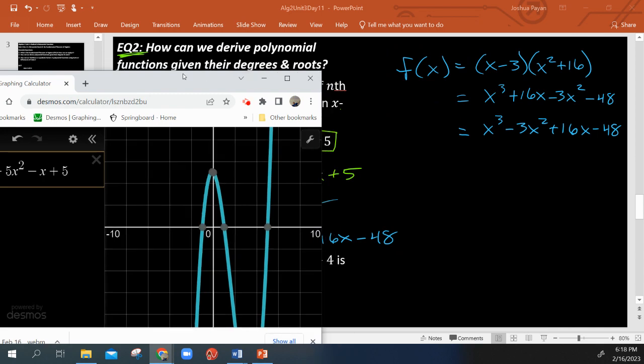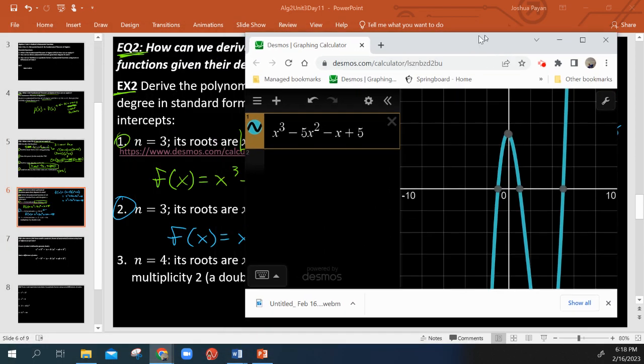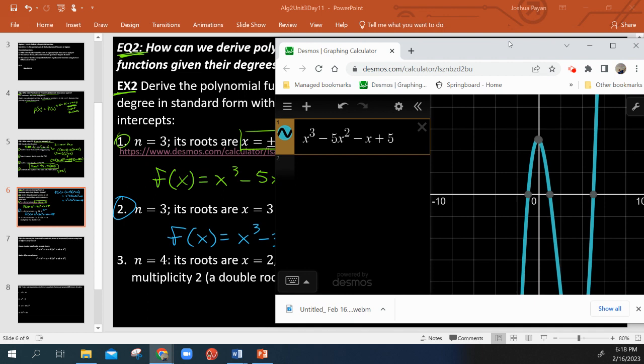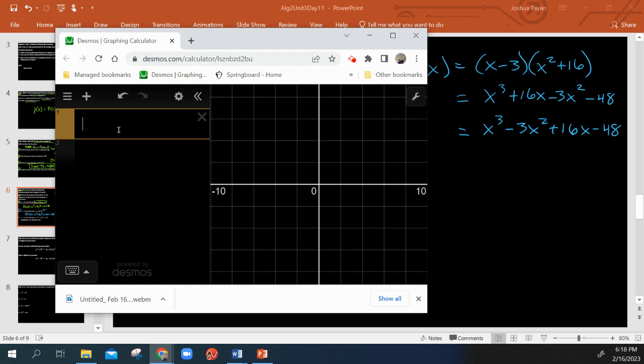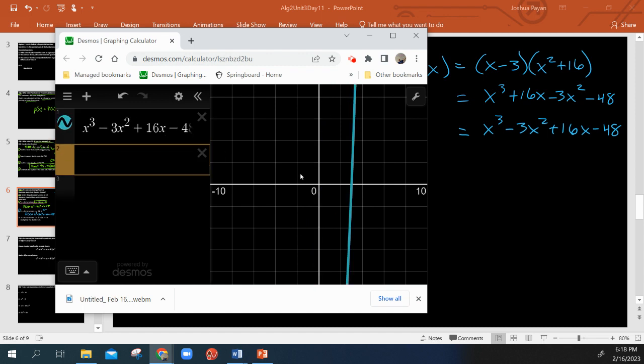Aha! Okay, I am the master of Desmos, sort of. Okay, so, well, no, I can't see. Okay, there we go. So I'm going to type in x raised to the third minus 3x squared plus 16x minus 48. Okay, so I enter that in.